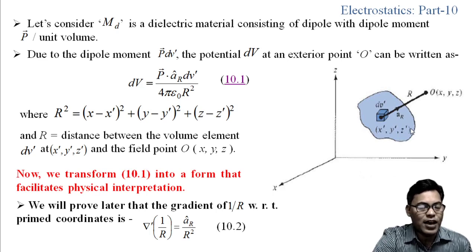To do that, first we are going to use one vector identity. The vector identity is del of 1 by R equals aR by R square. Here del prime is written because this del is taken with respect to the coordinates x prime, y prime, z prime. But originally the vector identity is that del of 1 by R, or 1 by any scalar quantity, equals aR by R square. So, using this expression 10.2, we first simplify this expression 10.1. Let us see that one.